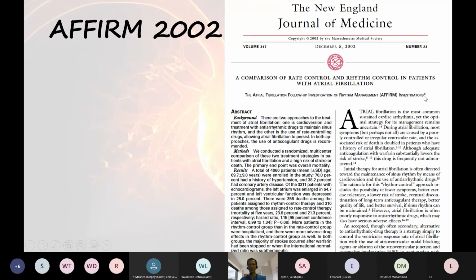Why do we have this approach? Well, the AFFIRM paper from 2002 was the big trial which showed us that patients do just as well with rate control as they do with rhythm control. So that's the basis for all of this. And ever since this trial has come out, doctors have been trying to show that actually patients do better after all with AF rhythm control and AF ablation, and nothing has ever shown what I would consider to be significant benefit. So we can be confident on the basis of this trial and the fact that thousands of people have tried to show benefit and haven't.